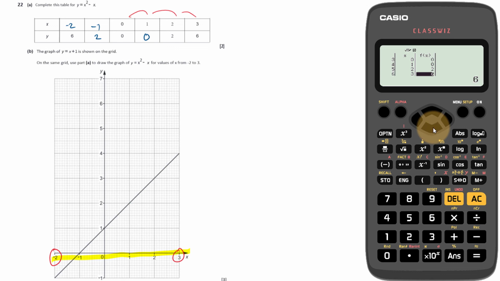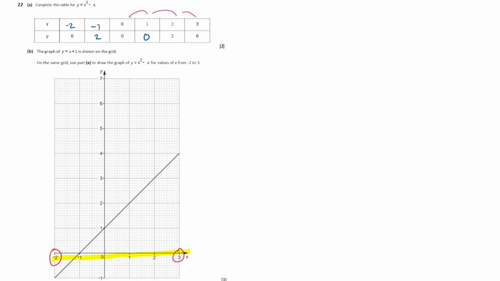And 3 goes with 6, so the rest all matches. Okay. So we filled out the table, and that was really easy. Just make sure you use the table because it does make life a whole lot easier. Part B, the graph of y equals x plus 1 is shown on the grid.